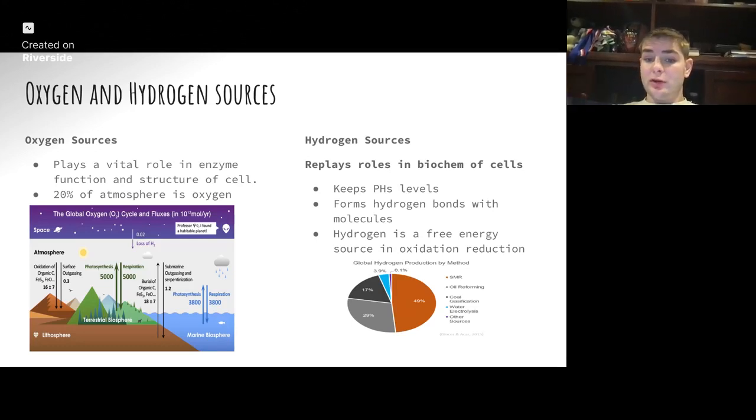Now move on to the hydrogen. It plays roles in the biochemistry of cells. So it maintains pH levels, forms hydrogen bonds with other molecules, and hydrogen is also free energy. So it's a free source of oxidation reduction.